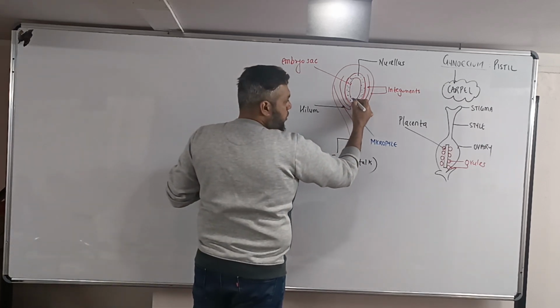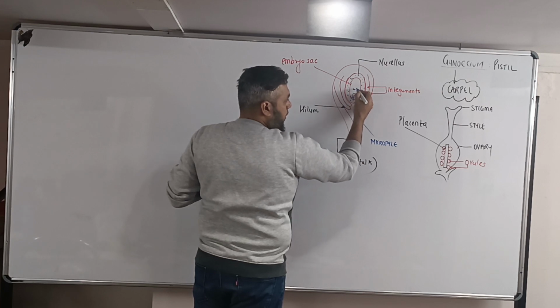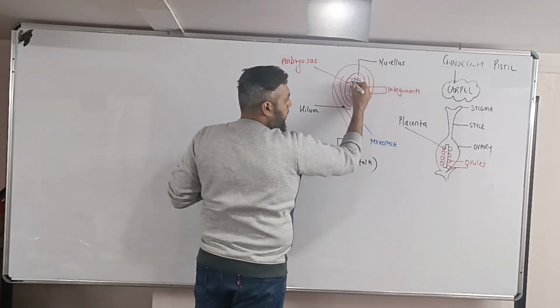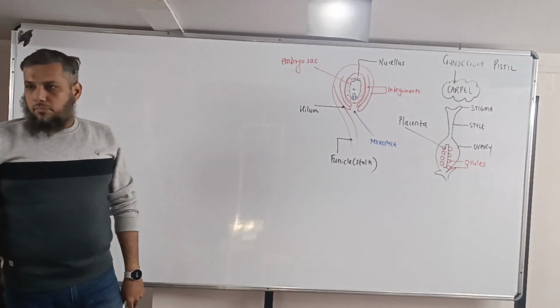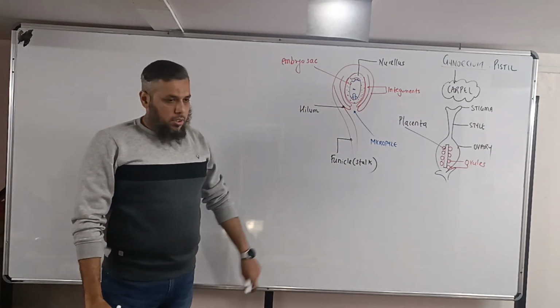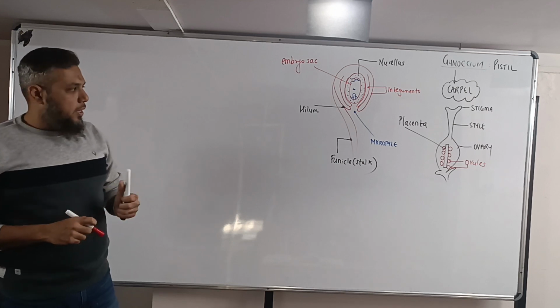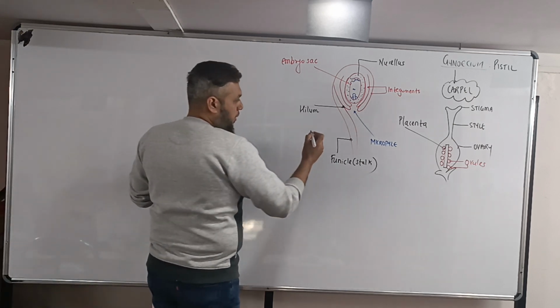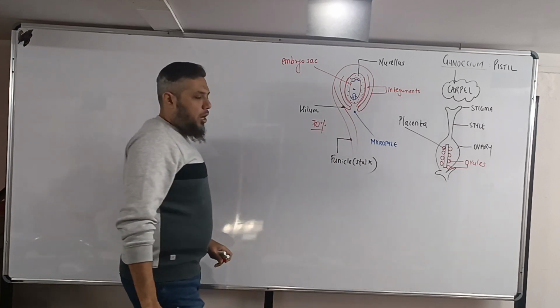Inside the embryo sac, we see the presence of an egg cell and some other cells. Okay, we are not interested right now in this. So that is how a typical ovule looks. 70% of the angiospermic ovules appear like this.